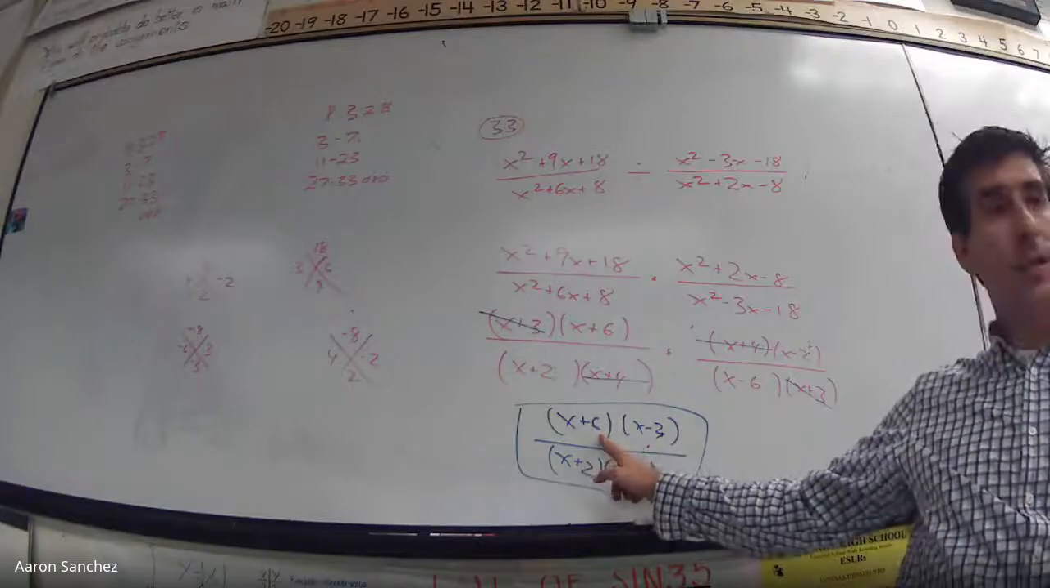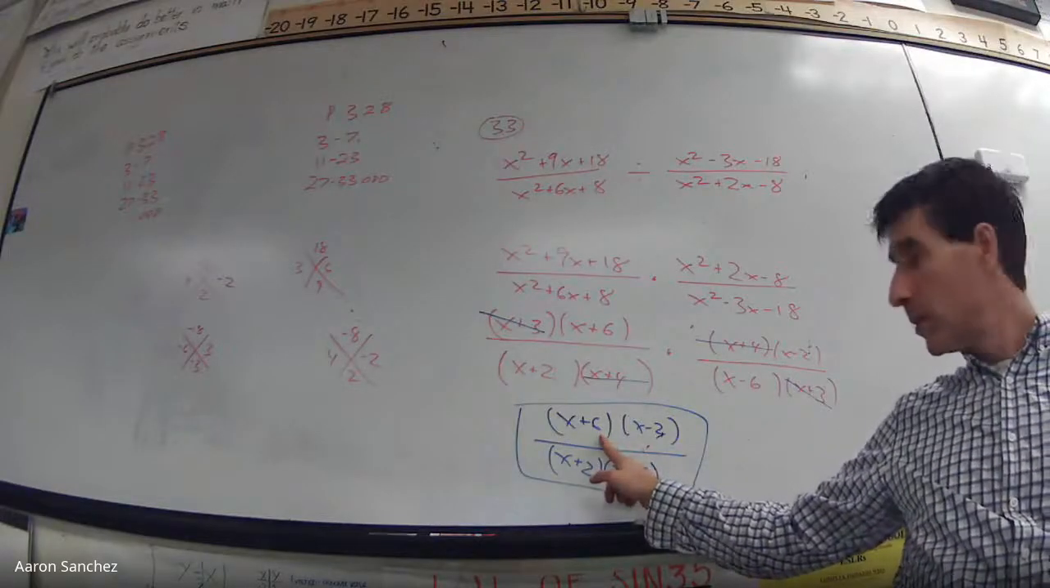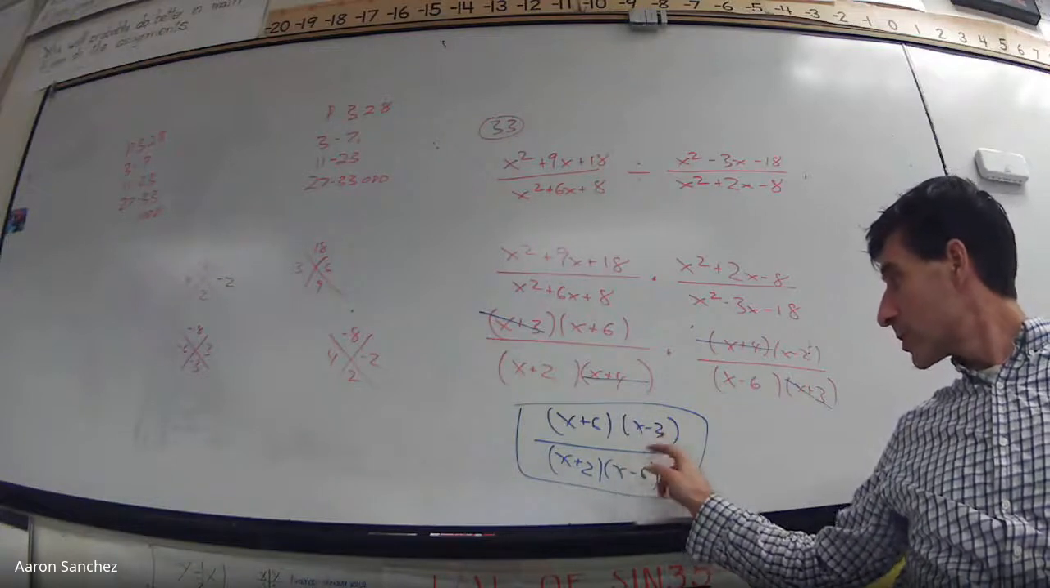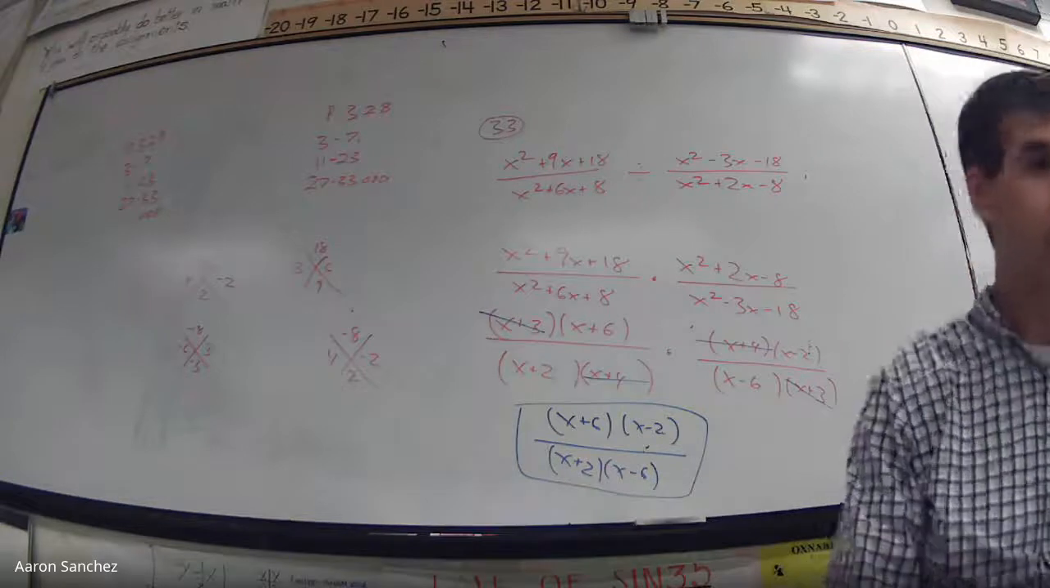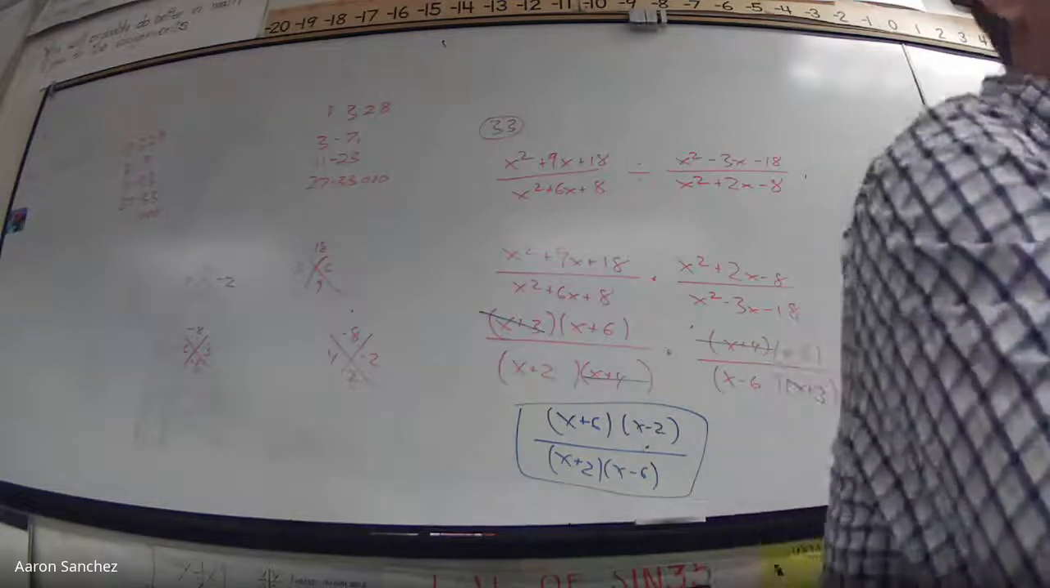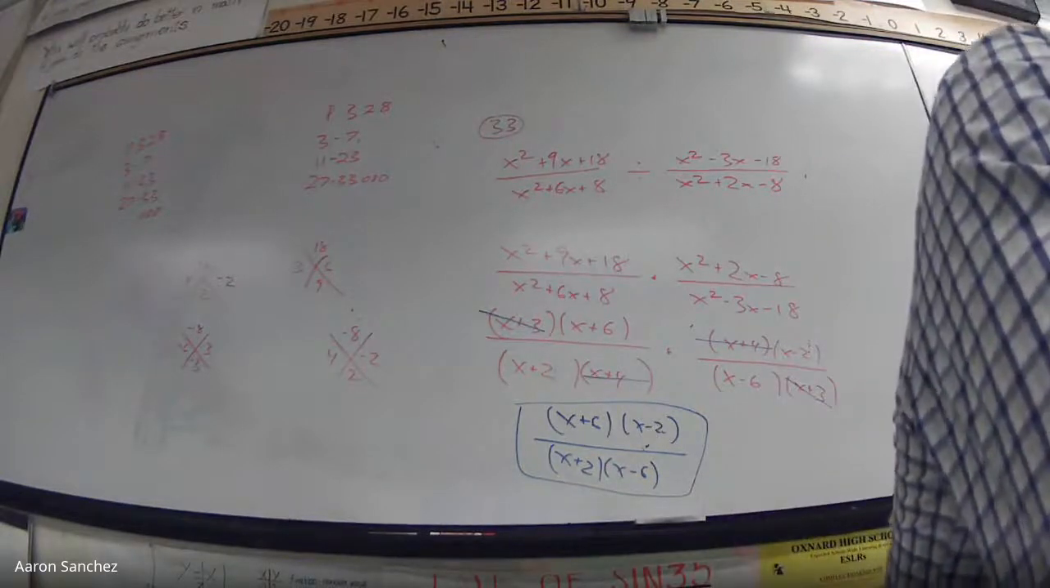Wait, is the numerator x minus 3? Or is it x minus 2? I can't really read it. x plus 6, x minus 2. There's a little thing in the way there. x plus 2, x minus 6. Are there any other questions?